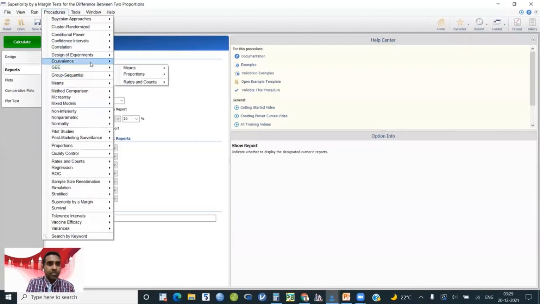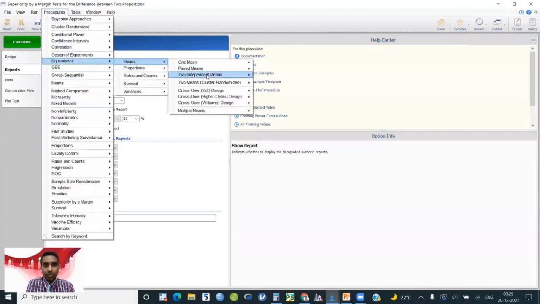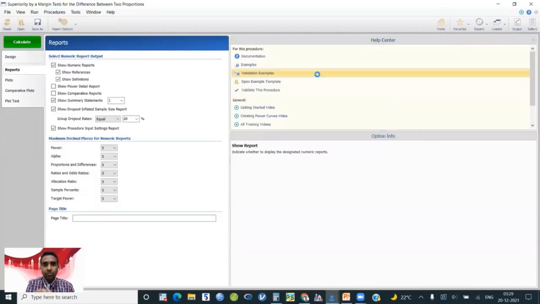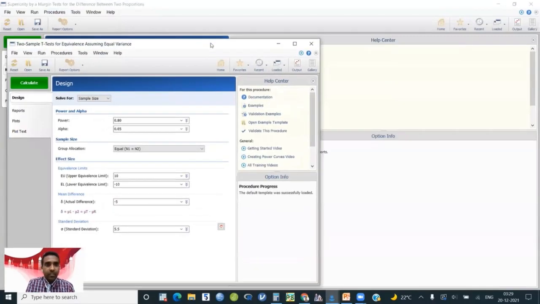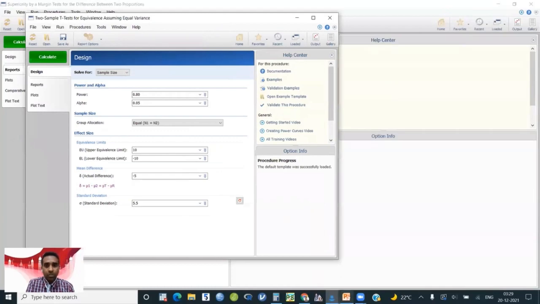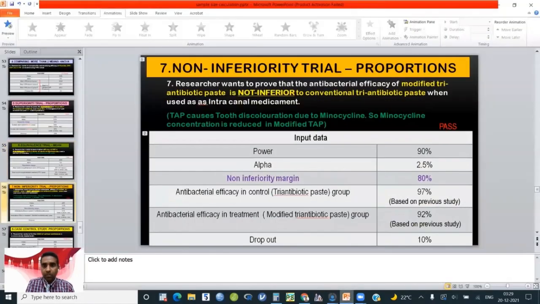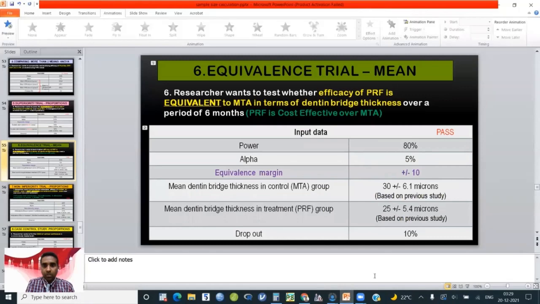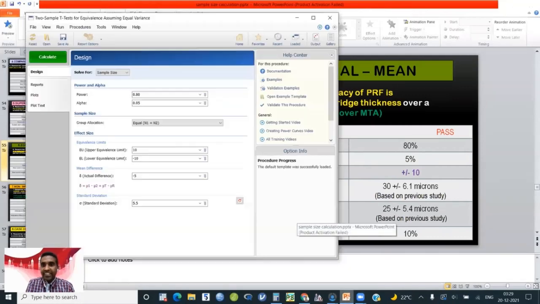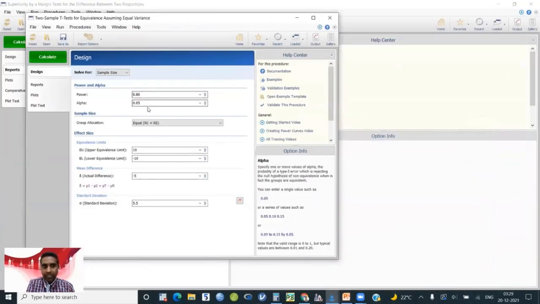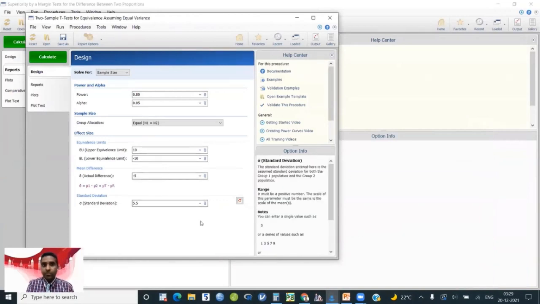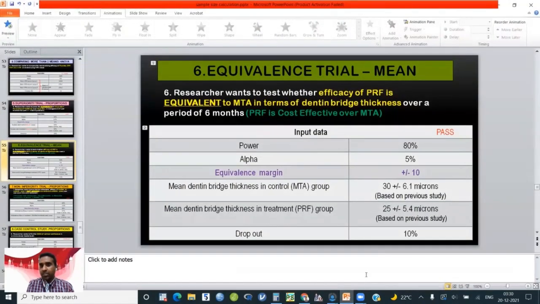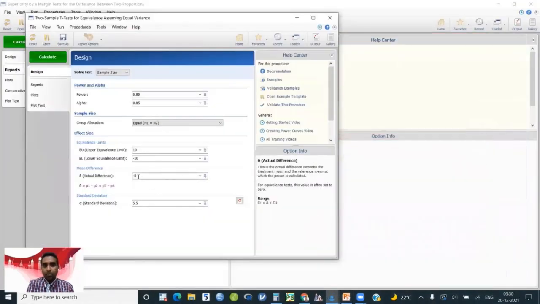Procedures, equivalence. Equivalence means two independent means, two samples assuming equal variance. So the values are already fed here. Let me tell you what the values are. The power is 80, alpha is 5, and the equivalence margin is plus 10 and minus 10. The actual difference between the two groups based upon the pilot study is 30 minus 25, which is minus 5.